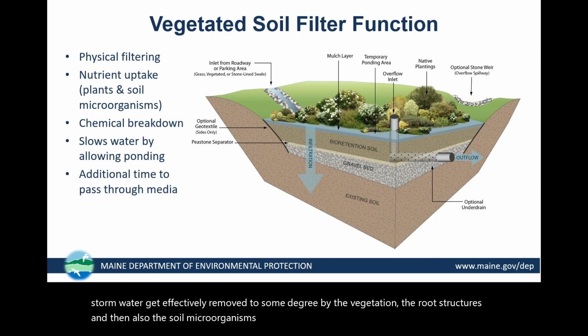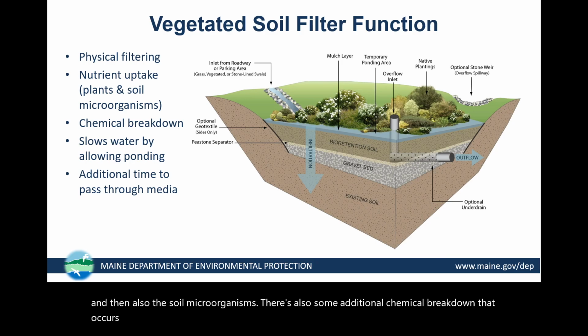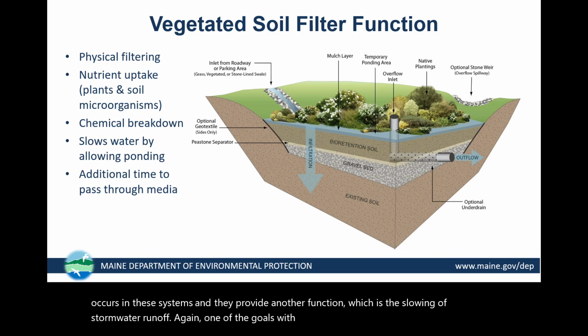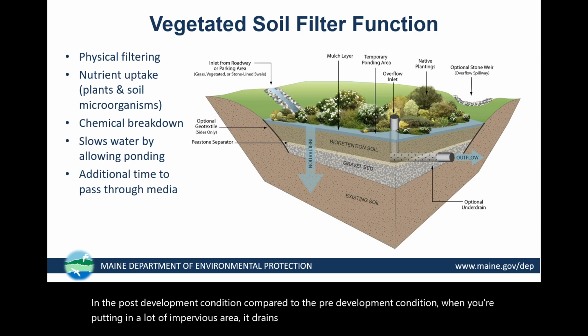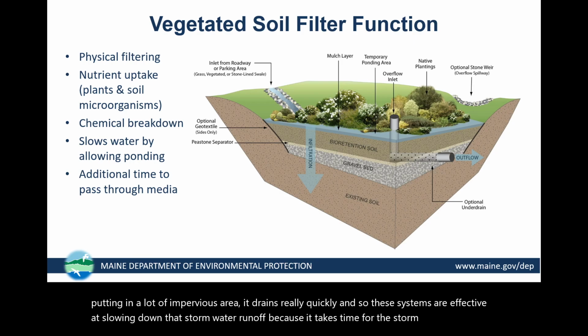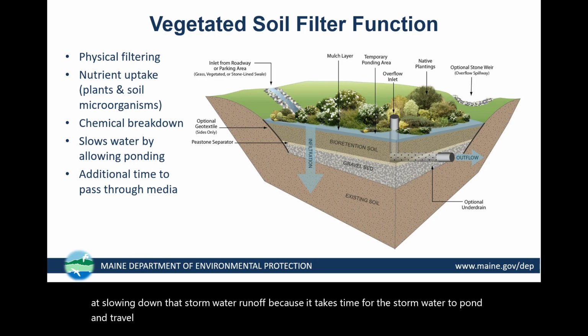There's also some additional chemical breakdown that occurs in these systems, and they provide another function, which is the slowing of stormwater runoff. Again, one of the goals with stormwater management is reduction in peak flows in the post-development condition compared to the pre-development condition. When you're putting in a lot of impervious area, it drains really quickly. And so these systems are effective at slowing down that stormwater runoff because it takes time for the stormwater to pond and travel through the soil layer.